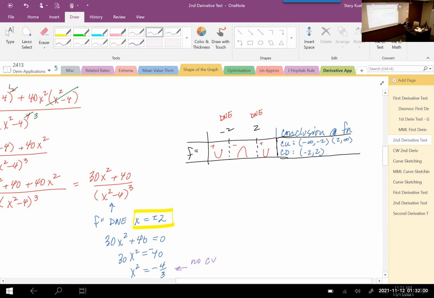All right? Remember that the conclusion that we're going to make is a conclusion about the function that we started with. We take the first derivative to find out where it's increasing and decreasing and max and min. We take the second derivative to find out where it's concave up and concave down. All of these conclusions are about the function that we started with.